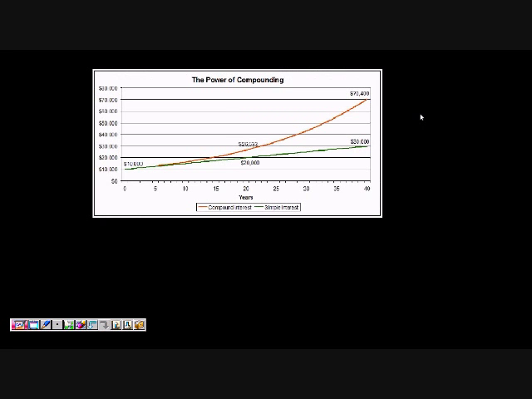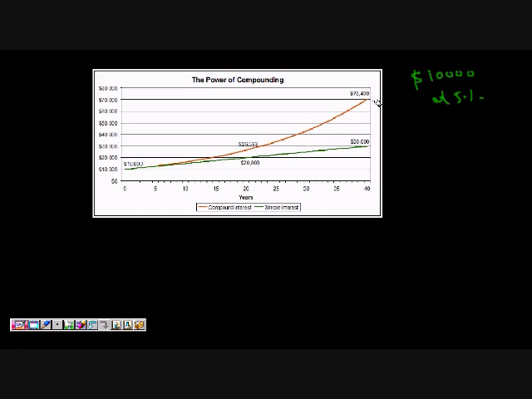I calculated the interest over a course of 40 years for $10,000. So we have the principal amount as $10,000 at 5% interest. What I've done is I've calculated the simple interest and the compound interest over a course of 40 years. The green line represents the simple interest and the orange line represents the compound interest. As you can see, as the number of years progress, the compound interest increases exponentially pretty much.